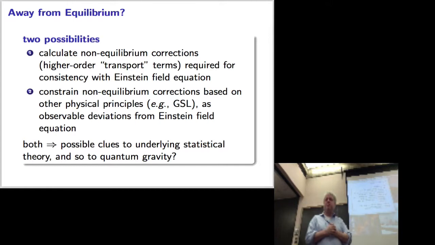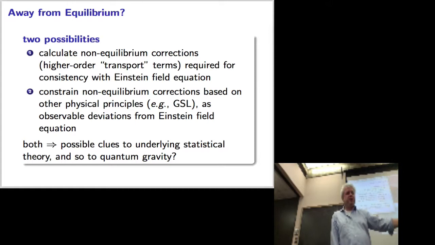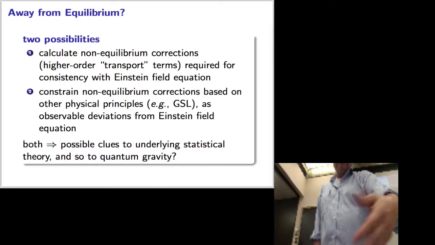And either way, one might think one is possibly getting a clue, as I say, to an underlying statistical theory and possibly, therefore, to what a theory of quantum gravity should look like or must look like in order to give rise to such a statistical accounting that gives rise to these thermodynamical non-equilibrium terms.